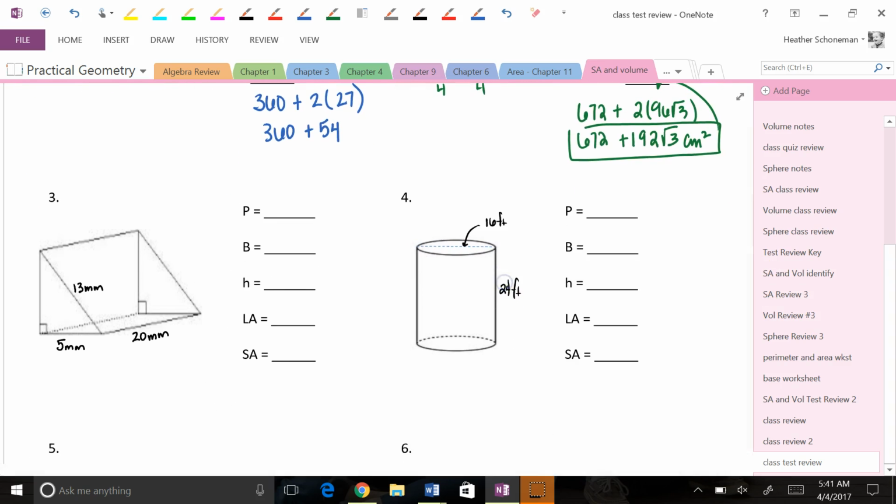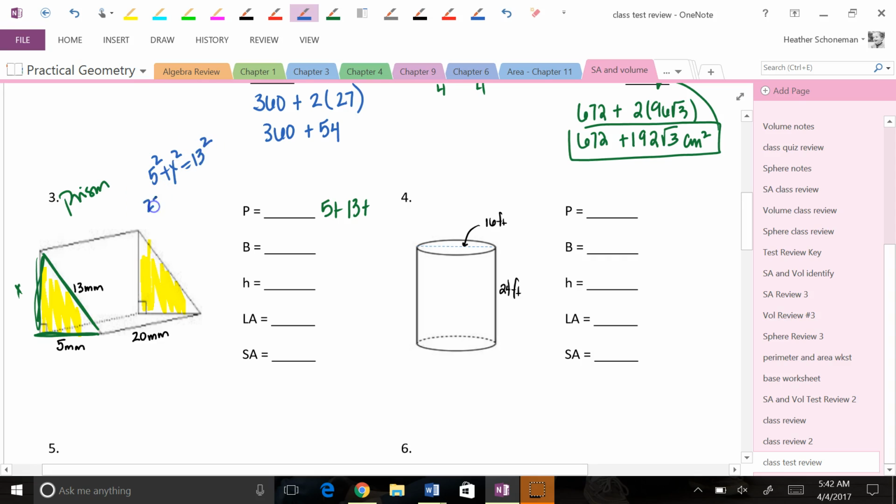Okay, let's look at number 3. Number 3, also a prism. Prisms have two bases, so it's going to be the two triangles. So for the perimeter, I have to add up all the sides. So the bottom here is 5, this diagonal is 13, plus we don't know this side here. So to find that side, we're going to have to do Pythagorean theorem. So we're going to do 5 squared plus x squared equals 13 squared. 25 plus x squared is 169. Subtract, so you get x squared is 144. So x is 12. So that missing side is 12.